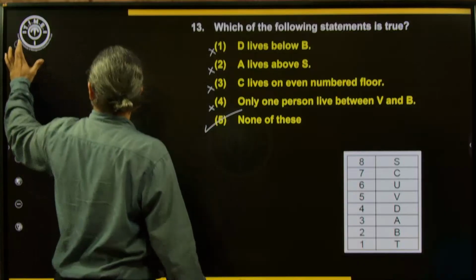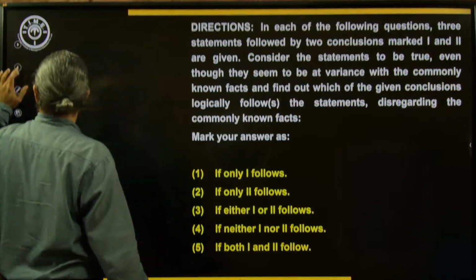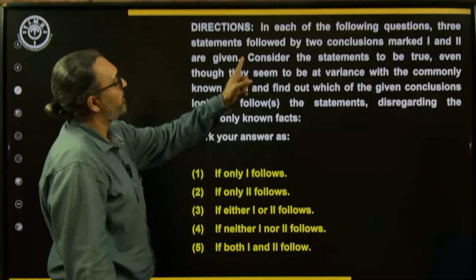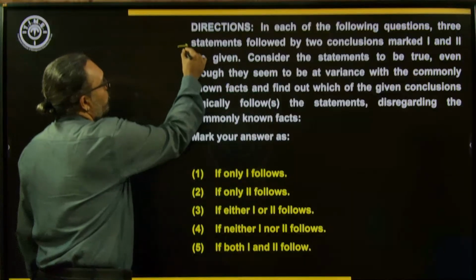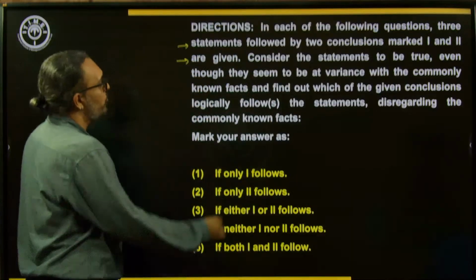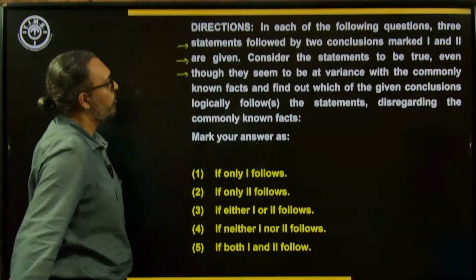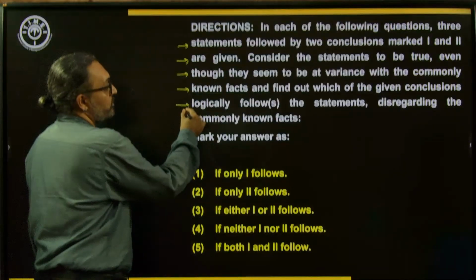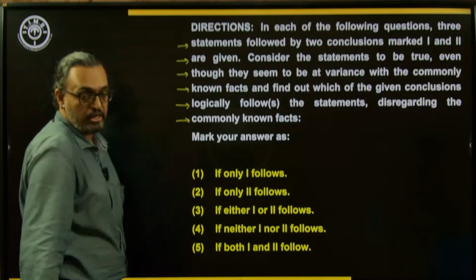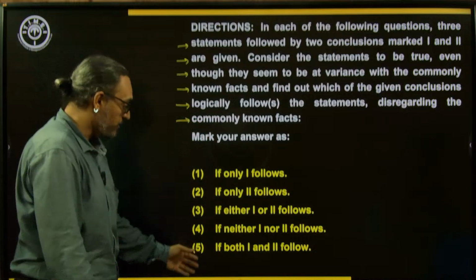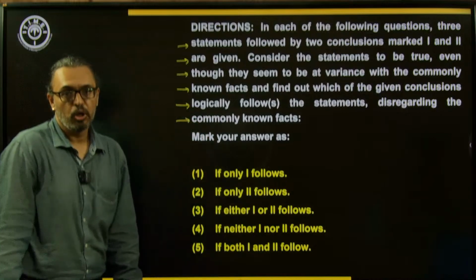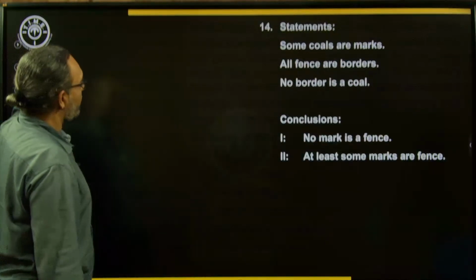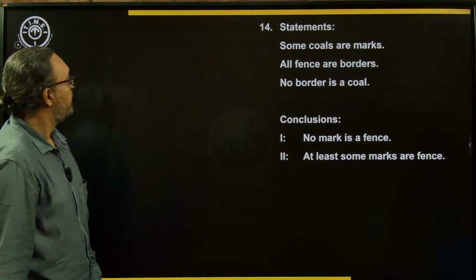Correct? Okay. Now next one is in each of the following questions, 3 statements followed by 2 conclusions marked 1 and 2 are given. Consider the statements to be true, even though they seem to be at variance with commonly known facts, and find out which of the given conclusions logically follows the statements disregarding the commonly known facts, and mark your answer as. So you have these common options. So this is syllogisms, deductions. Okay, so now you have this. So let's look into it.